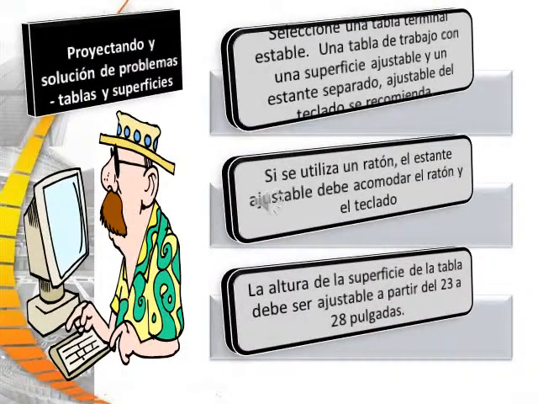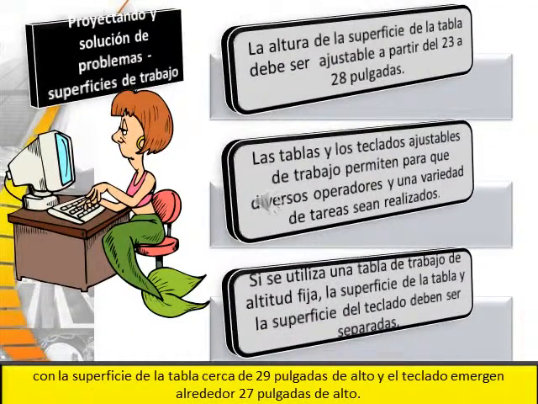Select a stable terminal table. A work table with an adjustable surface and separate adjustable keyboard is recommended. If a mouse is used, then the adjustable shelf should accommodate the mouse and the keyboard. The table surface height should be adjustable from 23 to 28 inches. Adjustable work tables and keyboards allow for different operators and a variety of tasks to be performed.